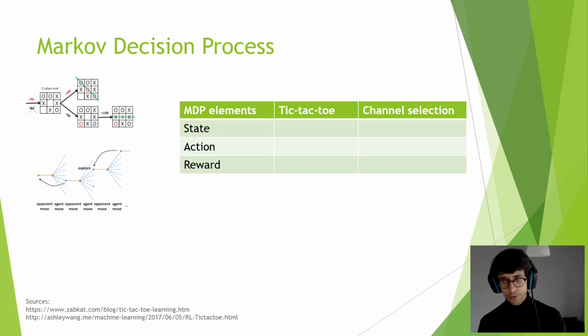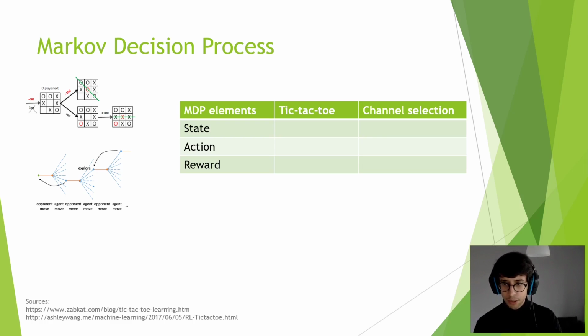RL algorithms enforce a couple of rules on our problem. The most important of them being that we need to model it as a Markov decision process, which more or less means that we treat them as a game. We, as the reinforcement learning agent, are able to make some observations about the current state of the environment.